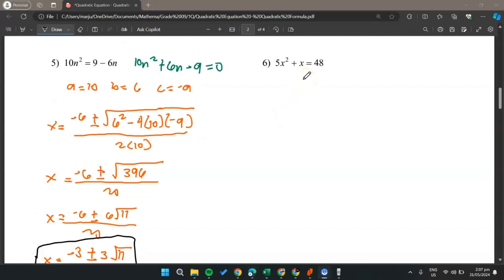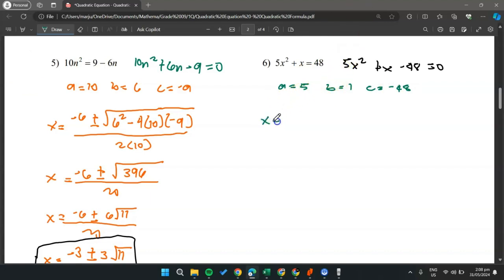Now for number 6, again, we're going to approach this using the same approach we did with number 5. So we're going to convert this one in standard form. This should give us 5x squared plus x minus 48 equals 0, and then identify our a, b, and c. Our a is 5, your b is 1, and your c is negative 48. After identifying our a, b, and c, we're going to plug these values into our quadratic formula.